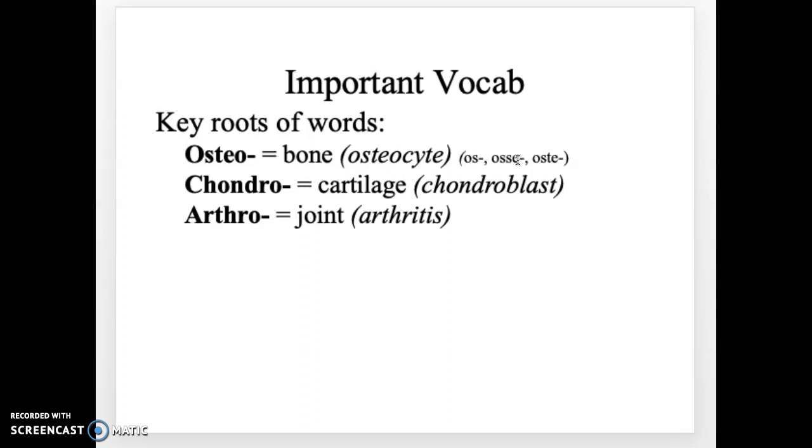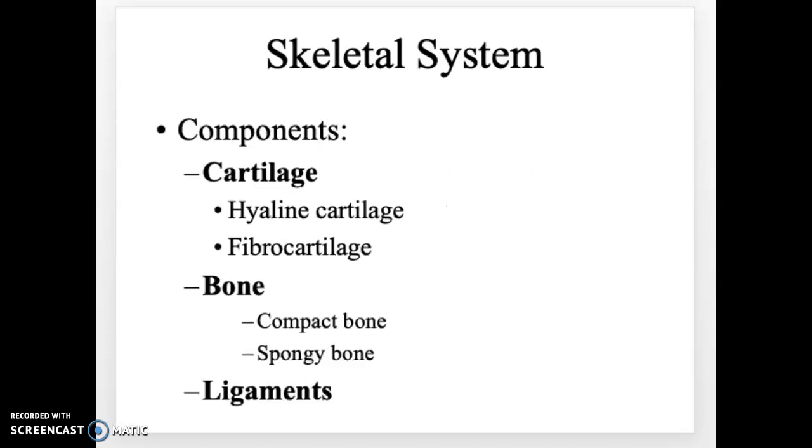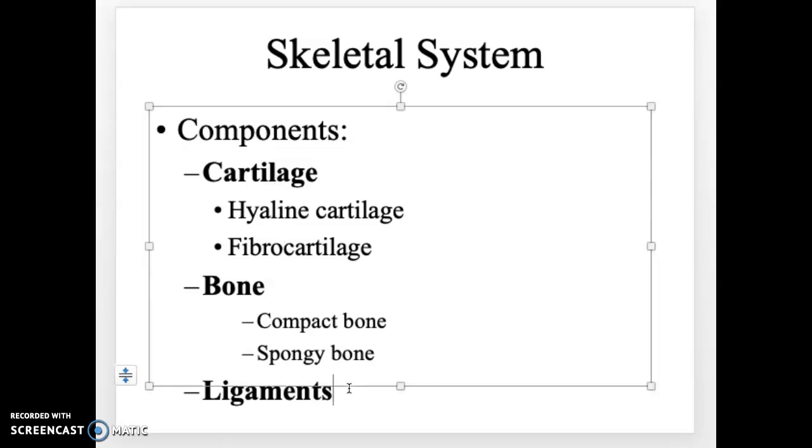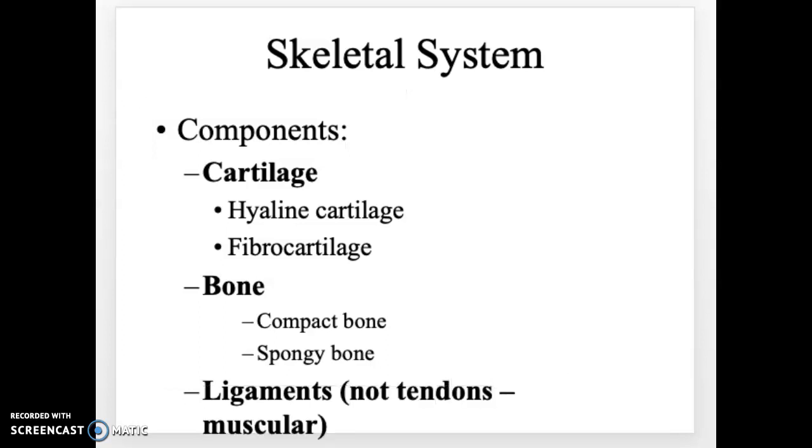Chondro means cartilage, and arthro means joint. So the skeletal system consists of cartilage, bone, and ligaments, not tendons. Those are part of the muscular system.